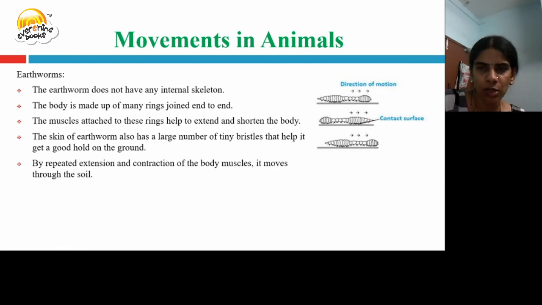So, the earthworm does not have any internal skeleton. The body is made up of rings joined end to end. The muscles attached to these rings help to extend and contract the body. It has many tiny bristles that help it get hold of the surface. So, by extension and contraction of body muscles, it moves through the soil.